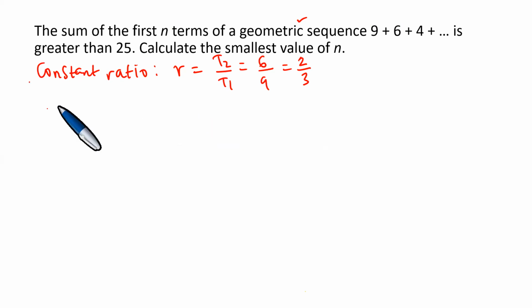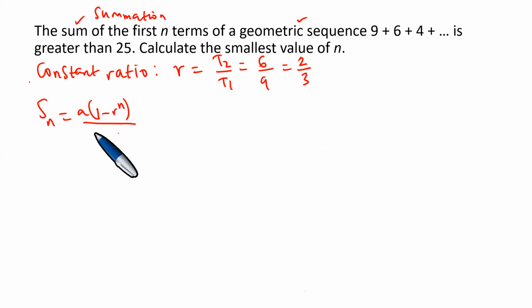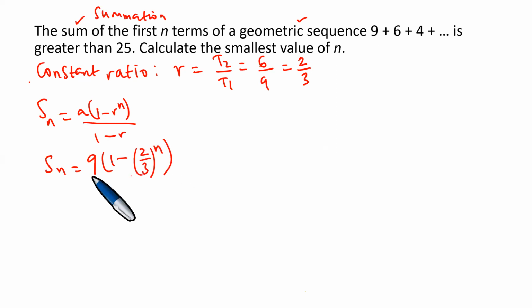So, which means we have that, but obviously we're dealing with the sum of the first n terms, so we're dealing with the summation. 1 minus r to the n divided by 1 minus r. So the first term is the number 9. The constant ratio is 2/3 to the nth power divided by 1 minus 2 over 3. And obviously this is greater than 25.